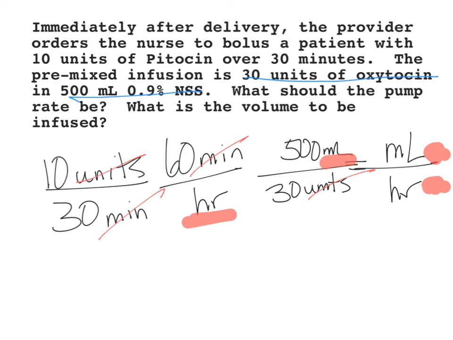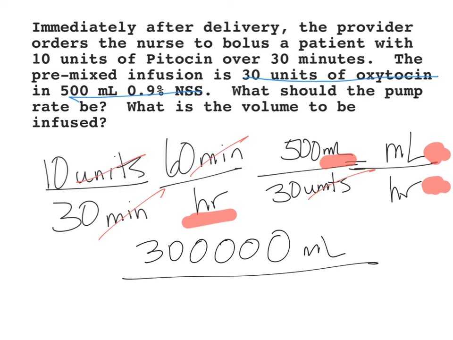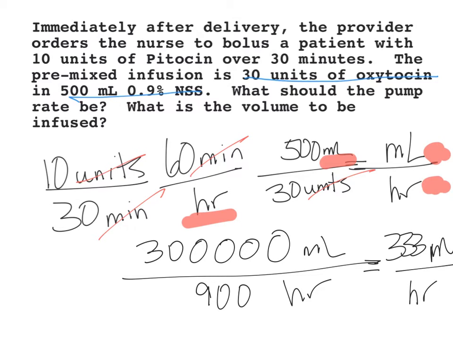Okay, but if you multiply straight across, you're going to end up, I know we sound so ridiculous, with 300,000 mLs over 900 hours. Now get out your calculator, and you'll see that when you do 300,000 divided by 900, you end up with 333, and then it's a repeating decimal, 0.333, but we have to round it to the nearest whole number, mLs per hour, and that is your pump rate, okay? So that's the answer, 333 mLs per hour.